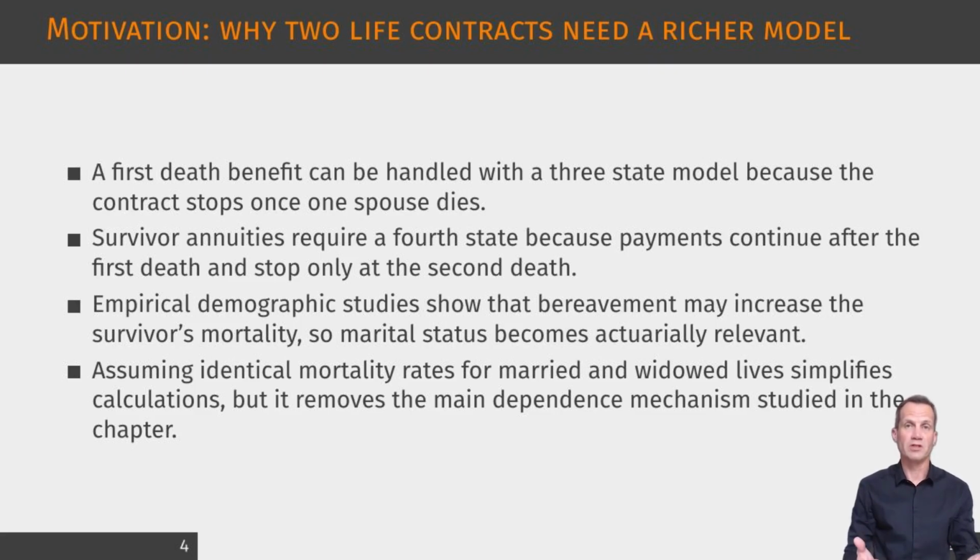The situation changes as soon as the insurer promises annuity benefits to the surviving spouse. The contract then continues after the first death, and the duration of payments depends on the remaining lifetime of the survivor. The model must therefore include the state where both spouses are deceased, because the second death determines the end of the survivor benefit.